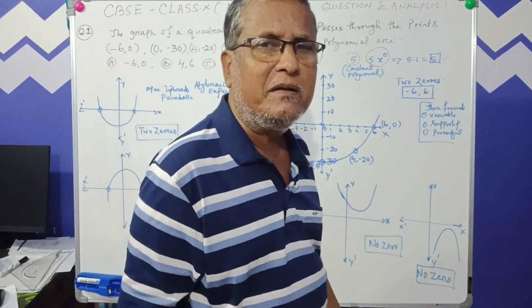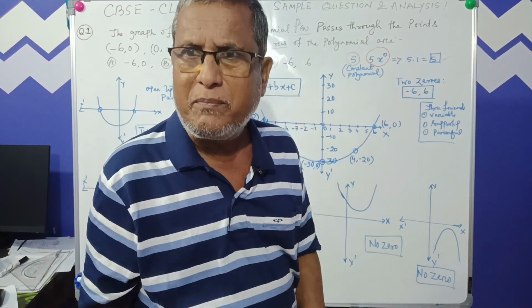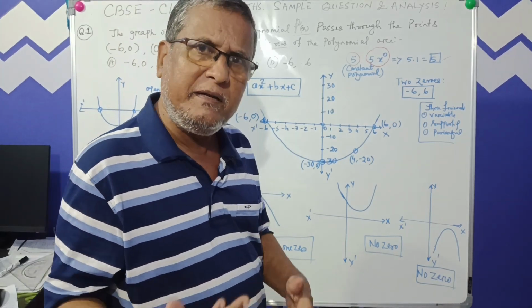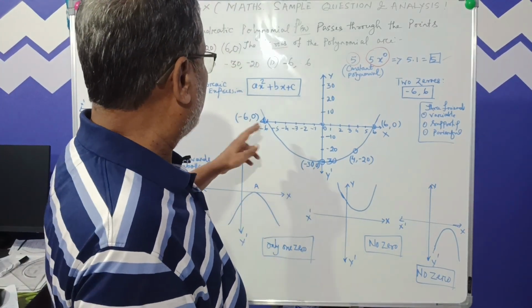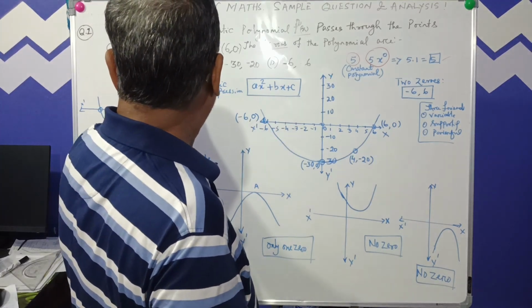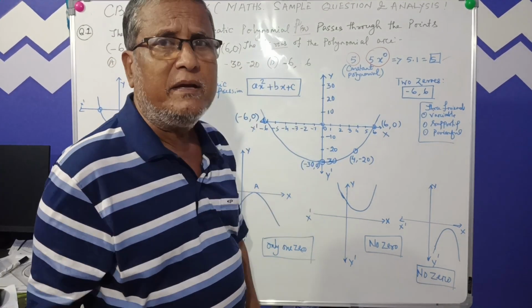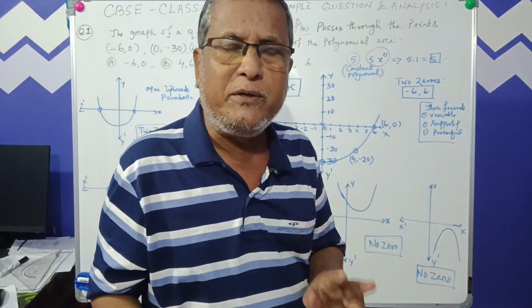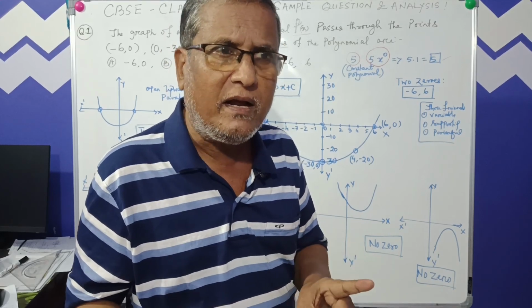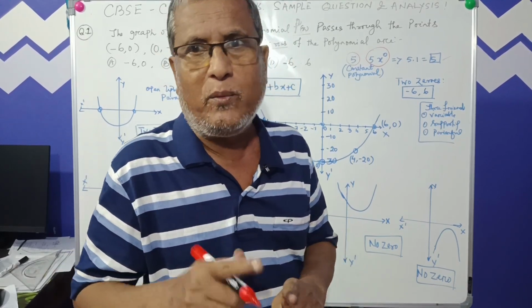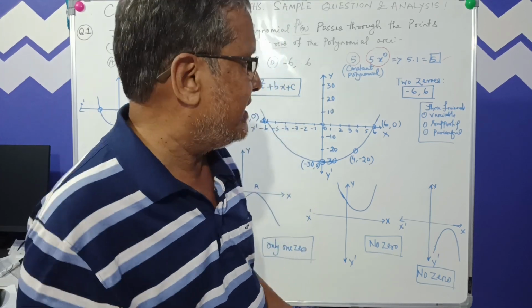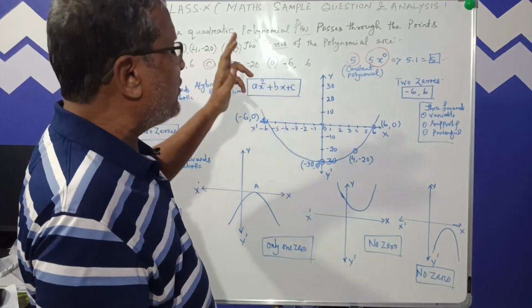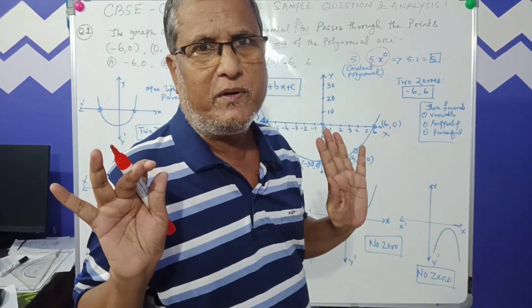A graph is to be drawn in a Cartesian plane, which you have already learned in class 9 and even in class 10. A point on a plane is described by two coordinates: the x coordinate, which is called the abscissa, and the y coordinate, which is called the ordinate. So we have 4 coordinates given in the question.